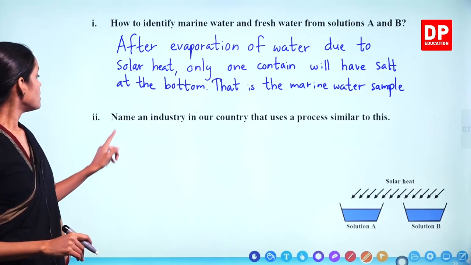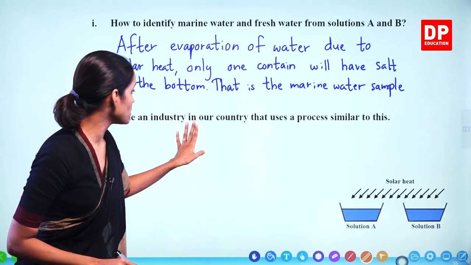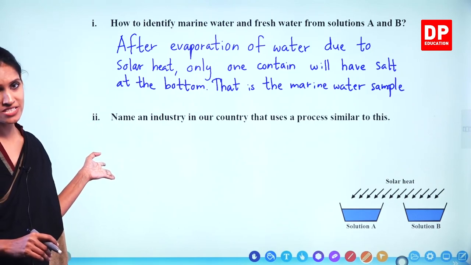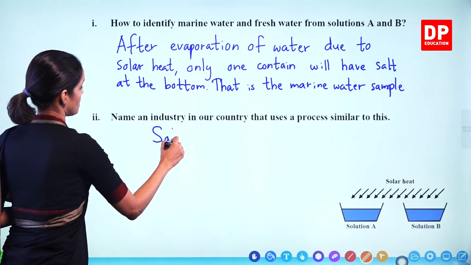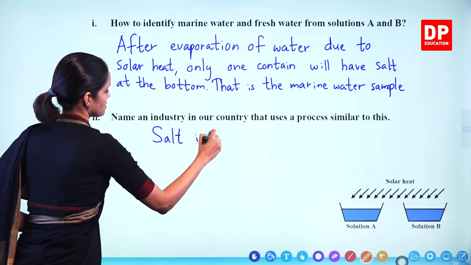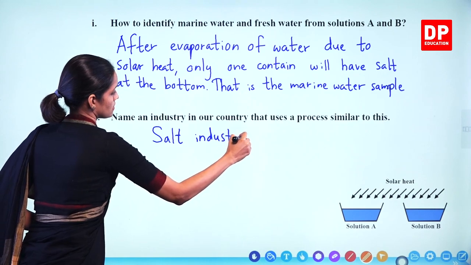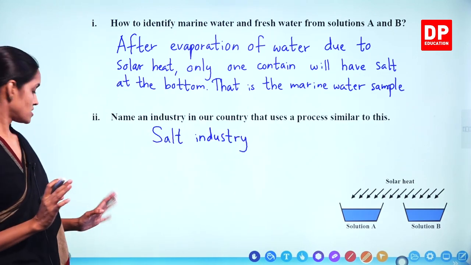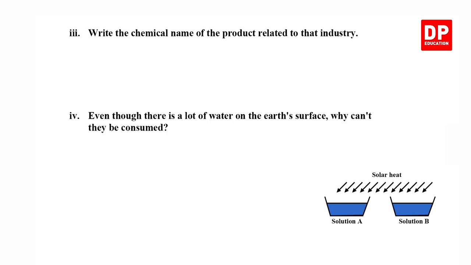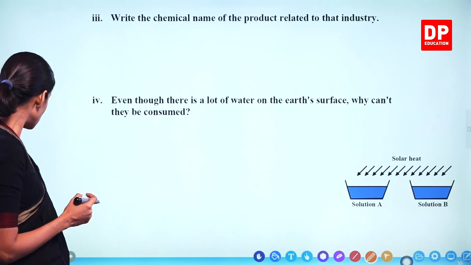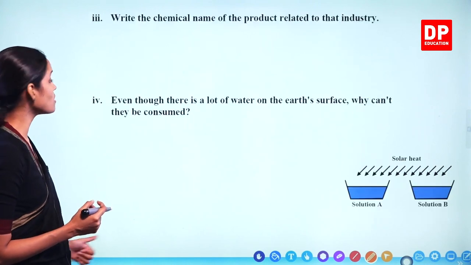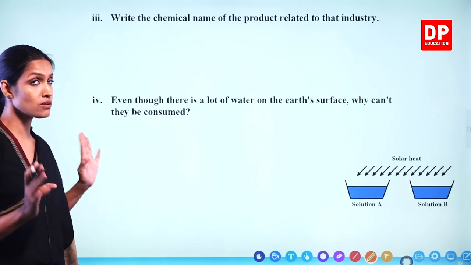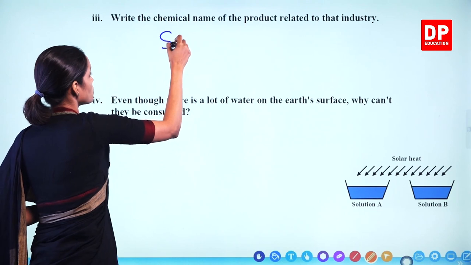Right? Name an industry in our country that uses a process similar to this. It's very clear, that is the salt industry. Right, move to the next. Write the chemical name of the product related to that industry. Salt industry, what is the product? That is salt. What is the chemical name of salt? It's very clear, I hope you remember this. That is sodium chloride.